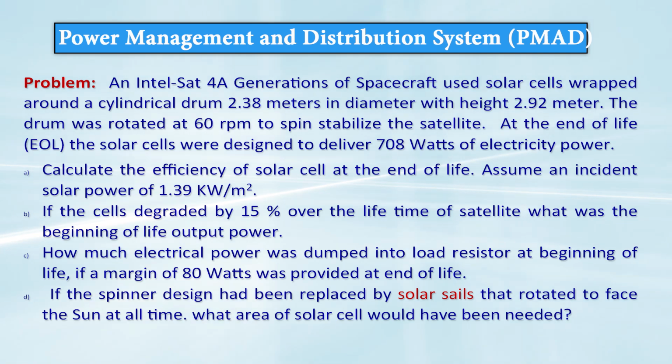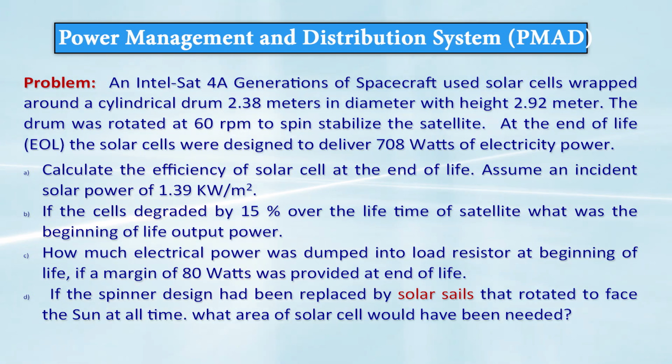So, this data is given in the problem, and based on that it is asked to calculate the efficiency of solar cell at the end of life. Consider a standard incident solar power of 1.39 kilowatt per square meter. In second part, it is asked if the cell is degraded by 15% over the lifetime of satellite, what was the beginning of life output power.